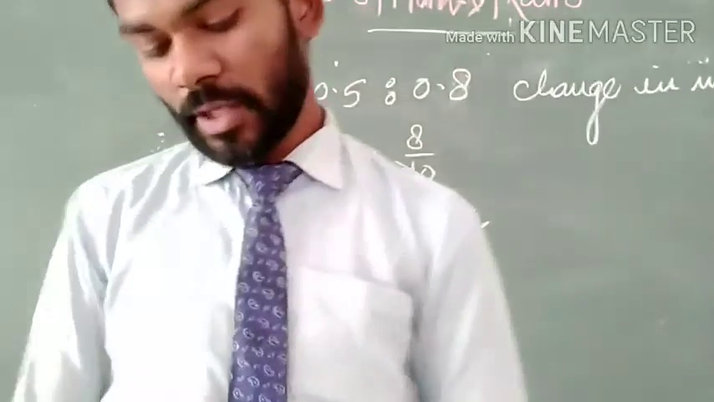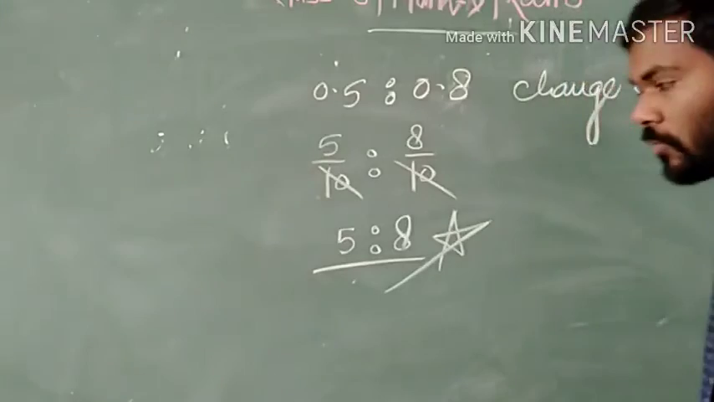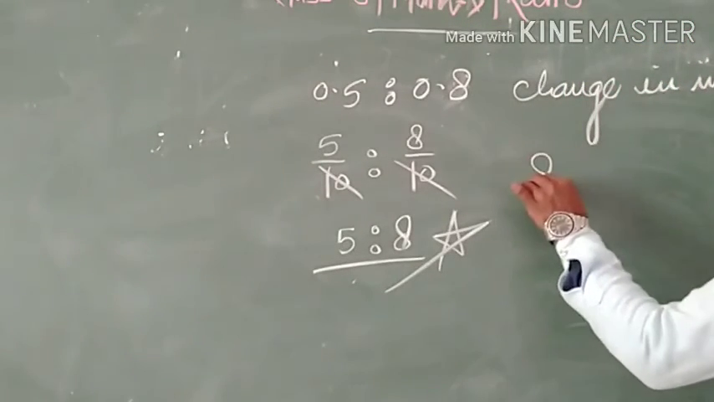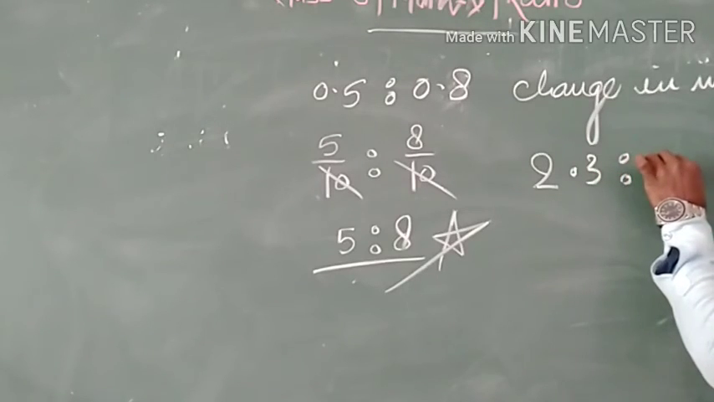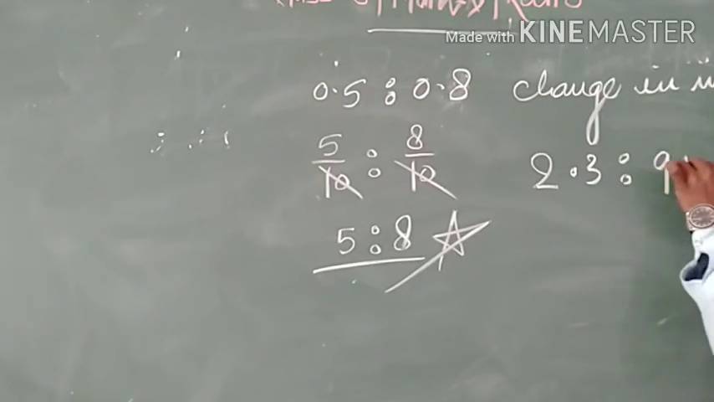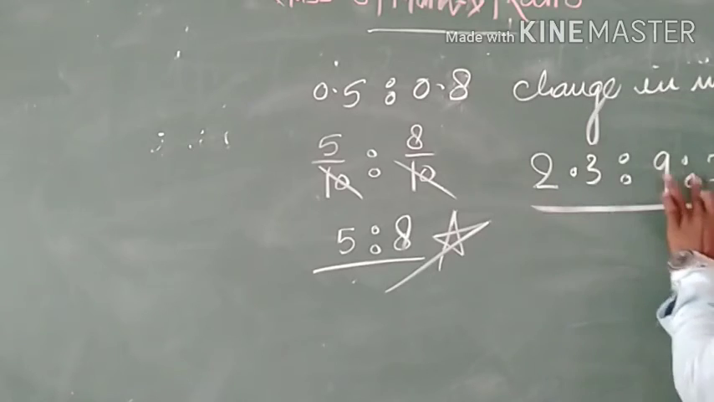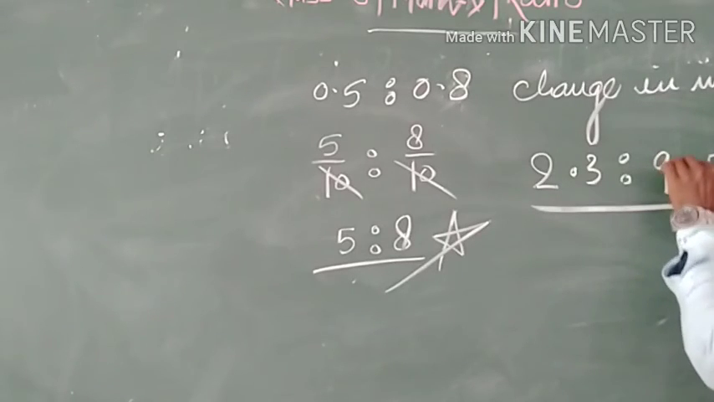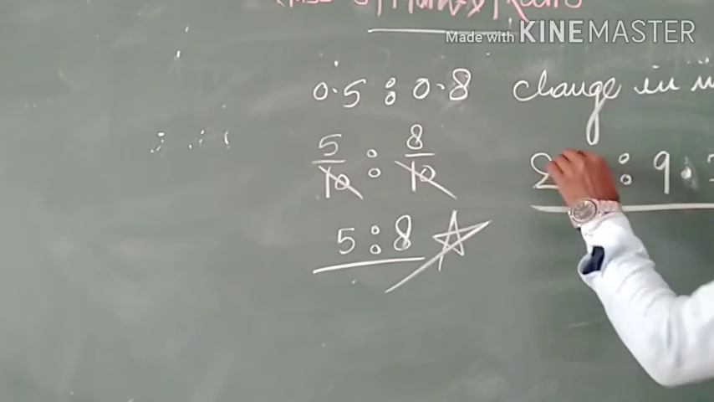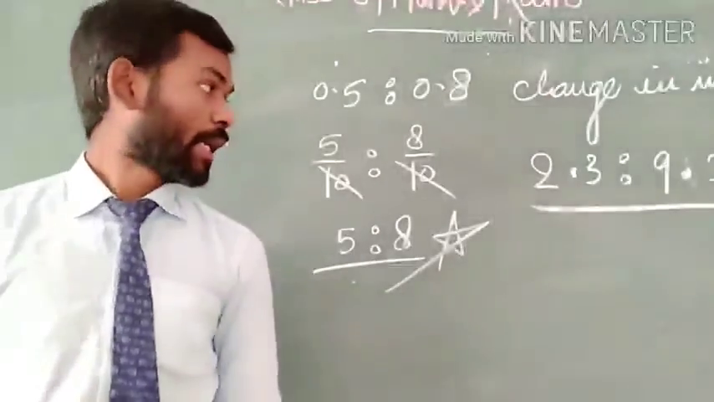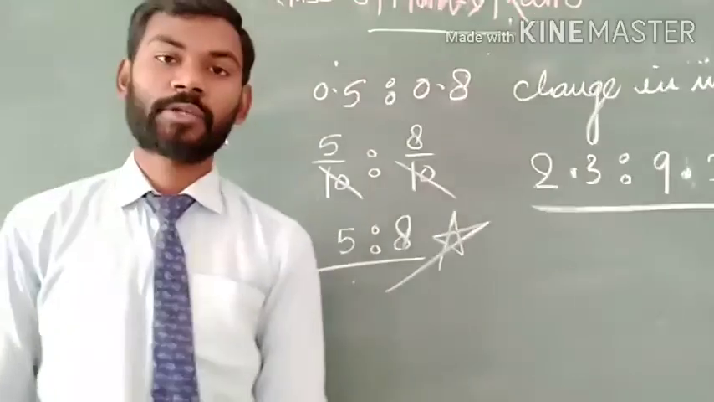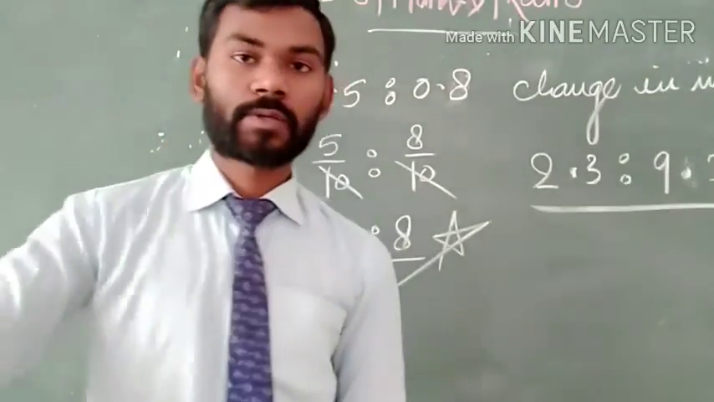Okay, students, there is a question I am giving you for homework. So please note this question and try to solve it at your home. This is your question: 2.3 ratio 9.3. You have to solve it at home. This is your homework.